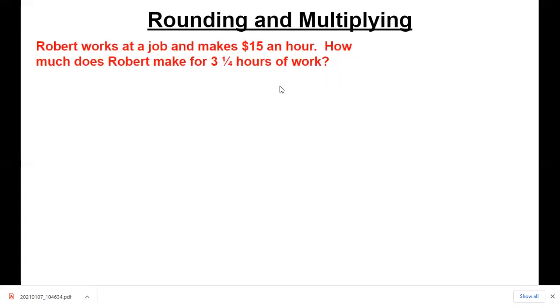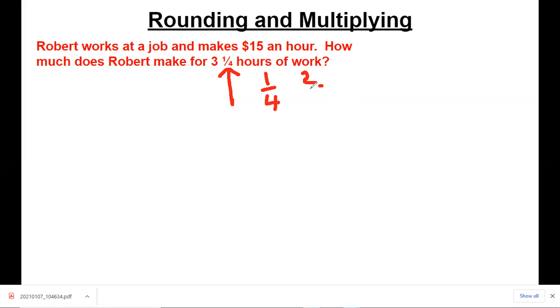Okay, another one. Robert works at a job and makes $15 an hour. How much does Robert make for 3 1/4 hours of work? Well, I look at the 1/4 here and I say, is that closer to the 3 or is it going to be closer to 4? Well, 1/4 is going to be less than half because 2/4 is exactly half of 4. So 1/4 is less. So if the fraction is less than half, I'm not going to round my whole number 3 up. I'm going to keep it a 3. So I'm just going to round this number to 3.